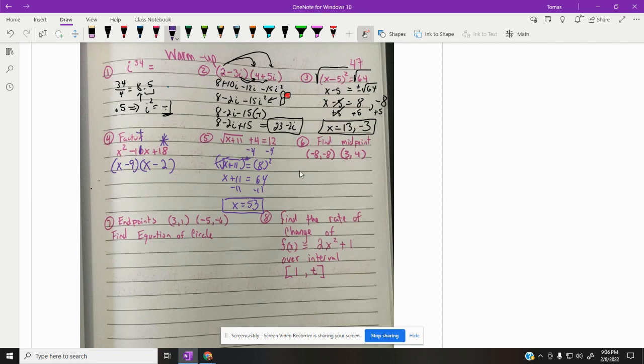Midpoint, if you don't remember: you get your two x's, add them up, and divide by 2. So -8 plus 3 gives us -5 over 2. Then you do the same process with the y's. So you get -8 plus 4 divided by 2. This becomes -4 divided by 2, which can be reduced. So we're left with -5 over 2 and -2.